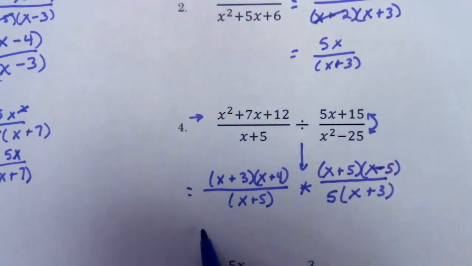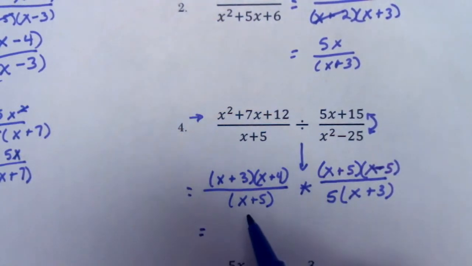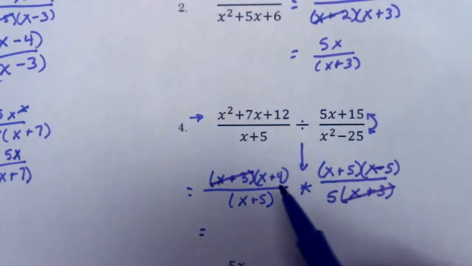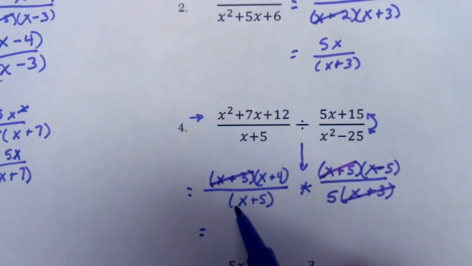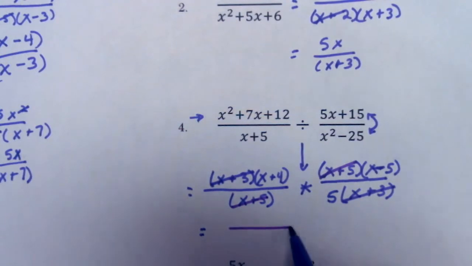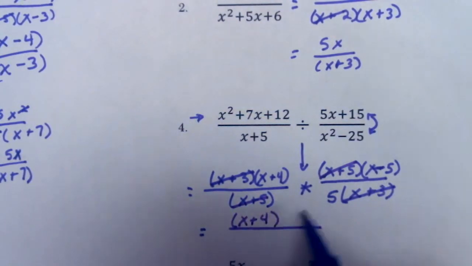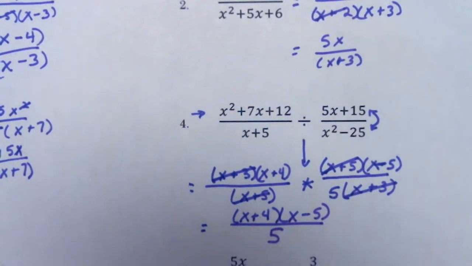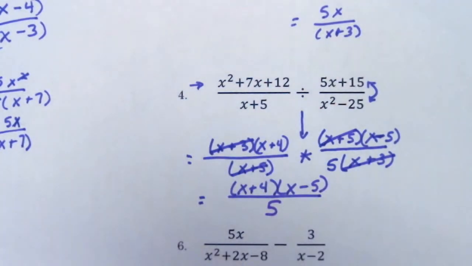Okay, since I'm multiplying, I can cancel across the fractions. I have an x plus 3 and x plus 3, x plus 5 and x plus 5. All right, nothing else cancels, so in the numerator I've left x plus 4 times x minus 5. In the denominator, all I've left is 5. And for these problems, we're just going to leave them in the factored form like that, if you don't mind.